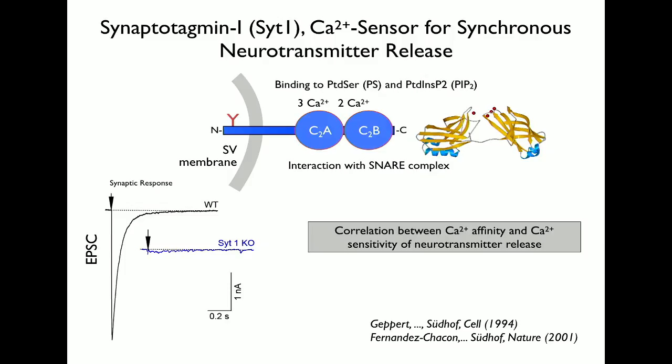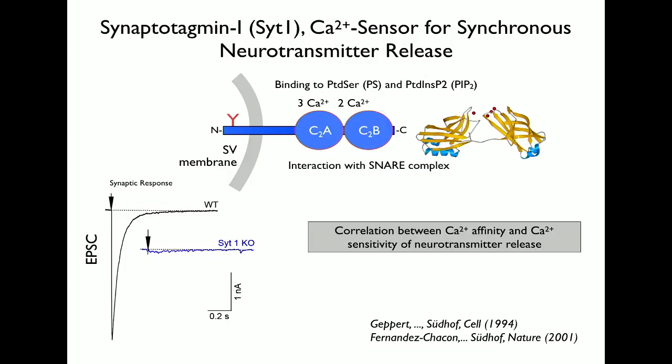And what was already recognized early on is that they can do two things. They can interact with the membrane, more specifically with anionic membranes, in a calcium-dependent fashion, and at the same time they can also interact with SNARE complexes.